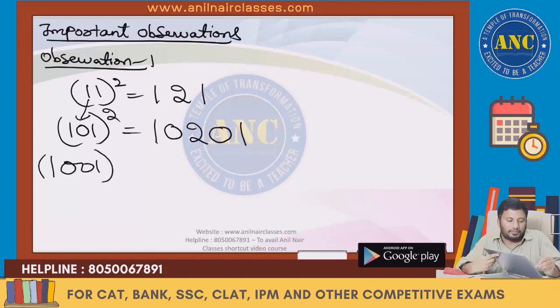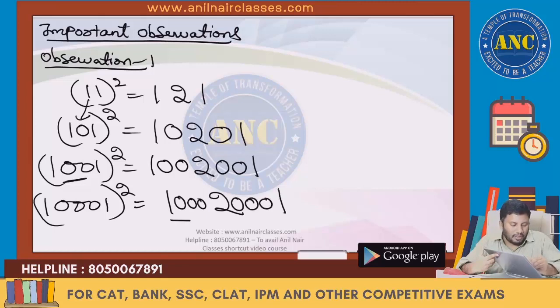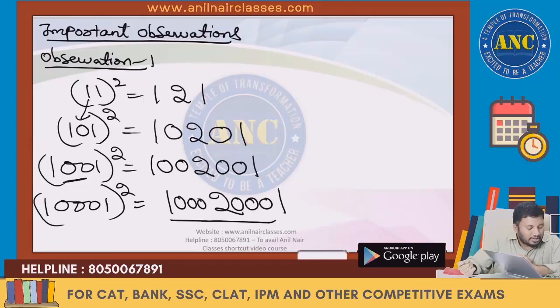1001 square. Between 2 digits there are 2 zeros. I hope the logic is clear. 10001 square. Between 2 digits there are 3 zeros. I hope it is clear. 10002 2001, right? I hope the idea is clear.